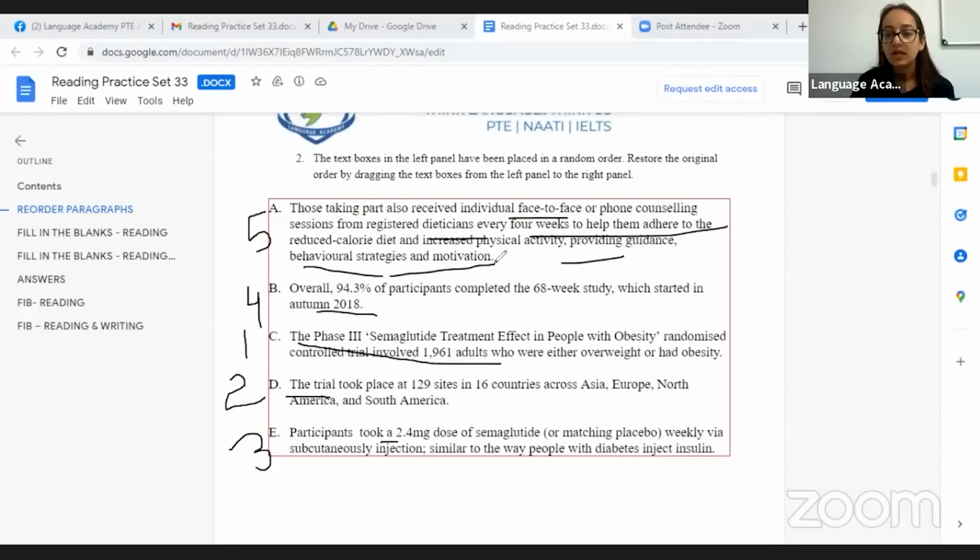Why can't A come after E? Because E is talking about what the study was about. So they had to take the medicine. And taking the medicine has nothing to do with counseling. Or is it? Participants took weekly via injections. What's the receipt?